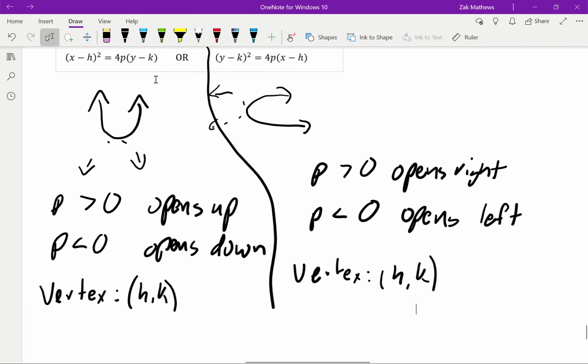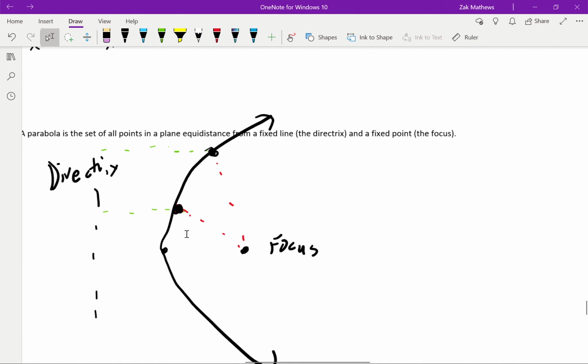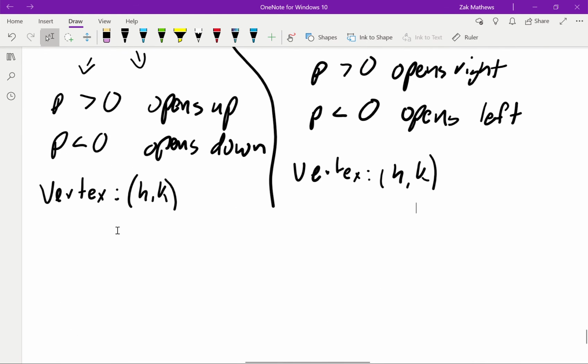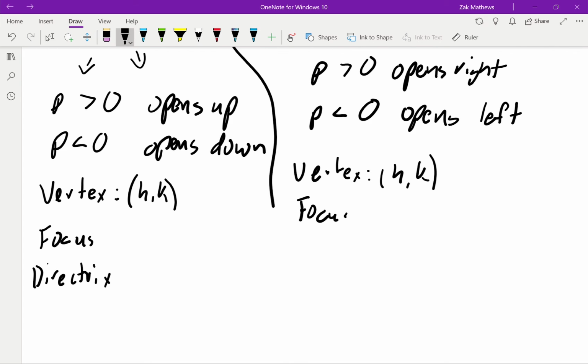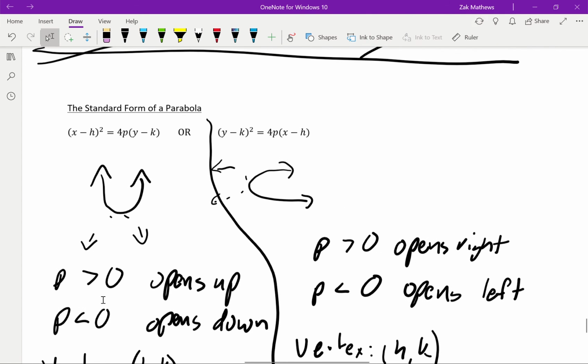Now, that p does give us something different. If we remember how we defined the parabola, it was this set of points equidistant from the focus and the directrix. And so that's what we're missing with the quadratic format. We were not ever able to see the focus or the directrix. And so we're going to add in those pieces of the puzzle. The focus and directrix are both going to rely on that letter p. That p is going to give us the distance from the vertex to the focal point.